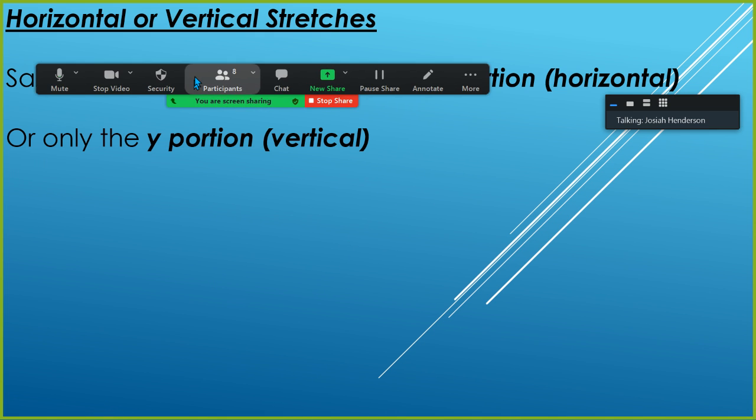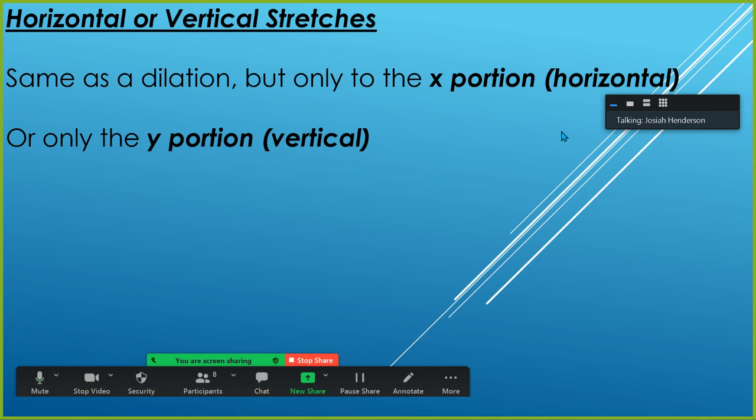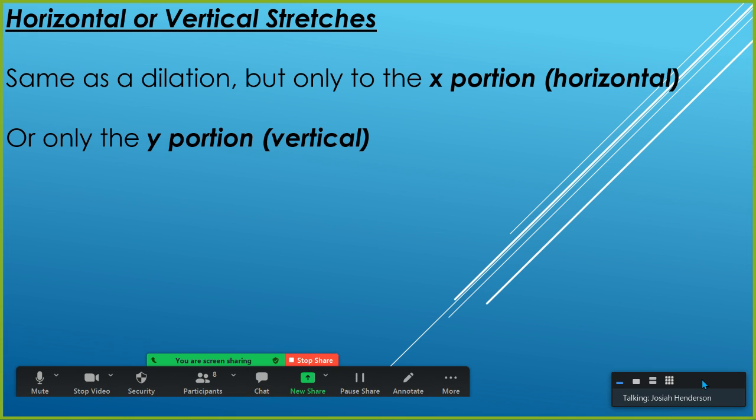Okay, let's look at a special case of these dilations now. Horizontal or vertical stretches. These are the same as a dilation, but it's only happening to the x for a horizontal stretch or only happening to the y for a vertical stretch. For a normal dilation, the times k is going to happen to the x and y. But if it says you're doing a horizontal or vertical stretch, you're only going to apply that to the x numbers or only apply it to the y numbers.